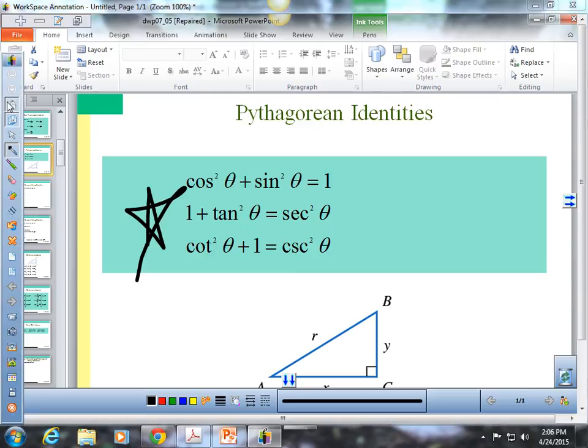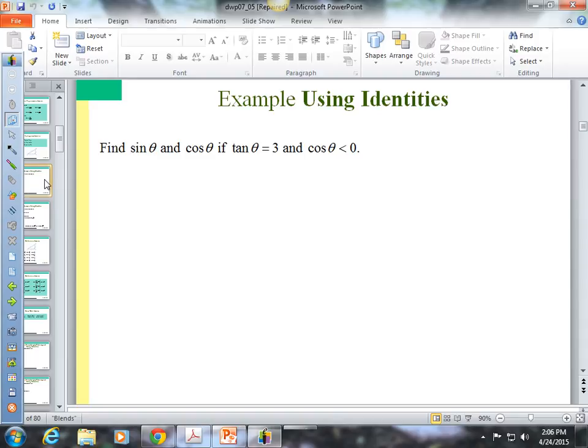Was everybody okay with the example that we did yesterday? If we know one trig function, can we use identities to find other ones? Now again, we're used to drawing reference triangles. If I know tangent, that means I know the opposite and the adjacent. Well, then I use the Pythagorean theorem to find the hypotenuse, and then I use my baby trig. We're comfortable with that. But we also need to be able to use the identities as well.